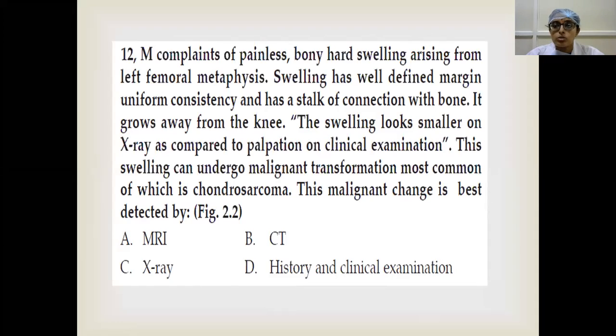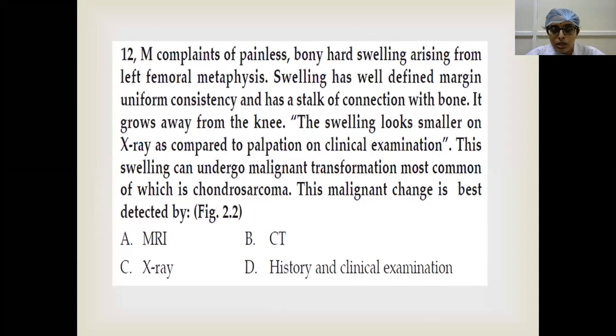It should be less than 2 centimeters. If it is more than 2 centimeters, or if it is increasing in size even after attaining skeletal maturity, then you have to suspect malignant transformation. Then what are the modalities used to measure the thickness of the cartilaginous cap? One is MRI and the other one is ultrasound.